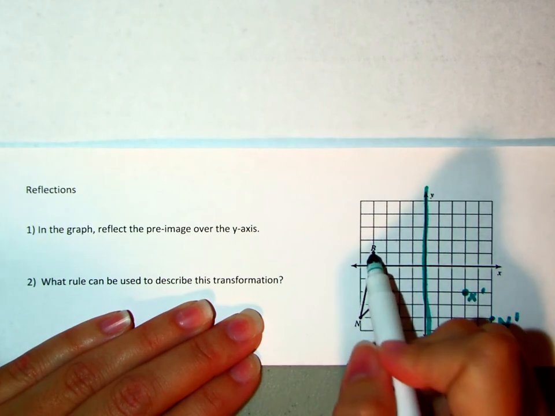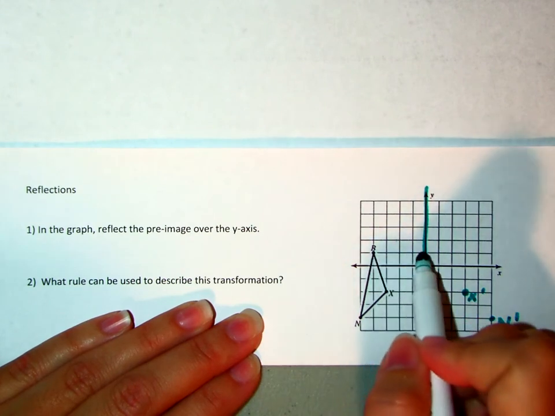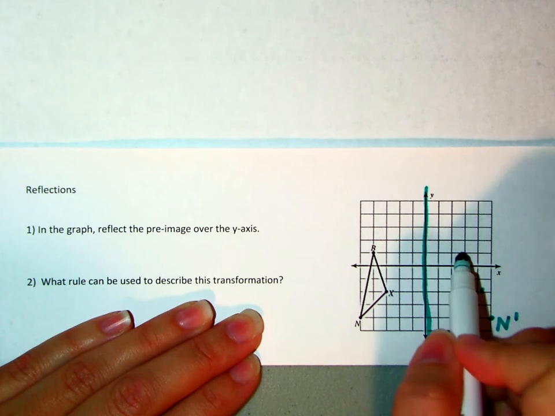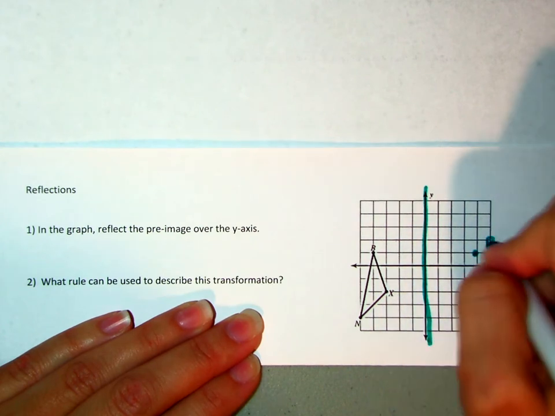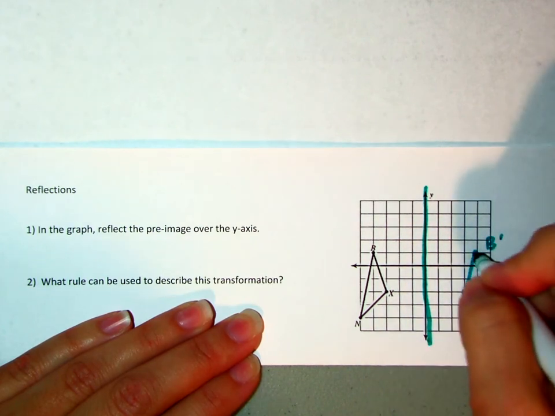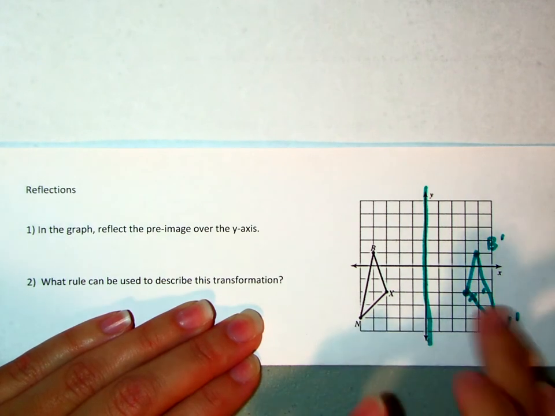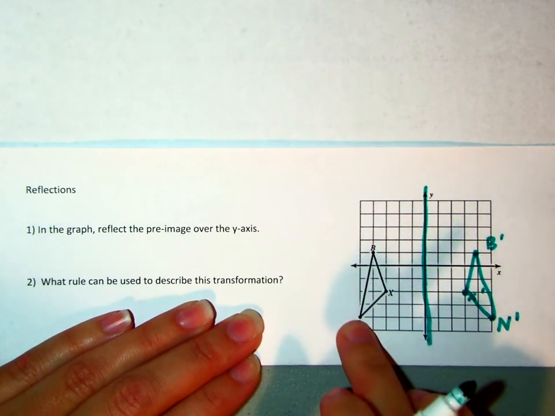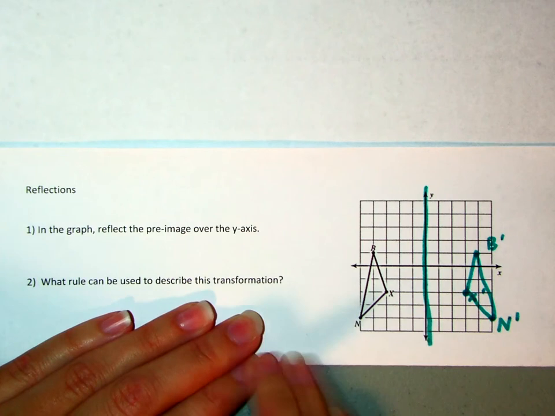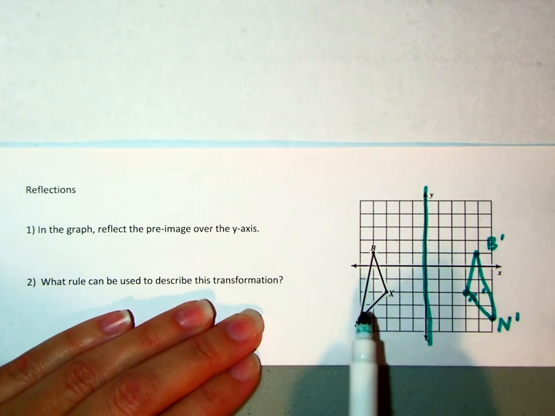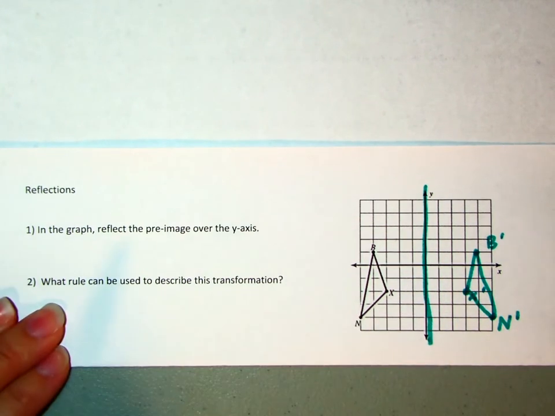Then we look at b. It's 1, 2, 3, 4 units away. So we go 1, 2, 3, 4 units here. And that is b prime. We'll connect our dots here. And what you're looking at is a picture that should be the same size, same shape as the original. If I had drawn straight lines, that would have been the case. But these two will be congruent, and we've reflected over the y-axis.